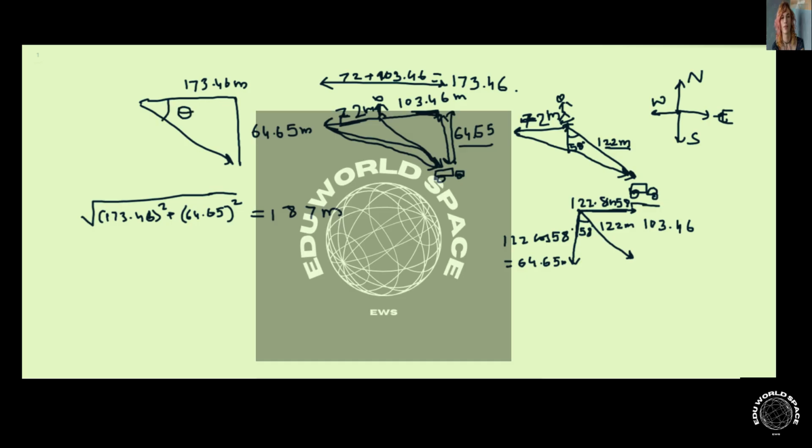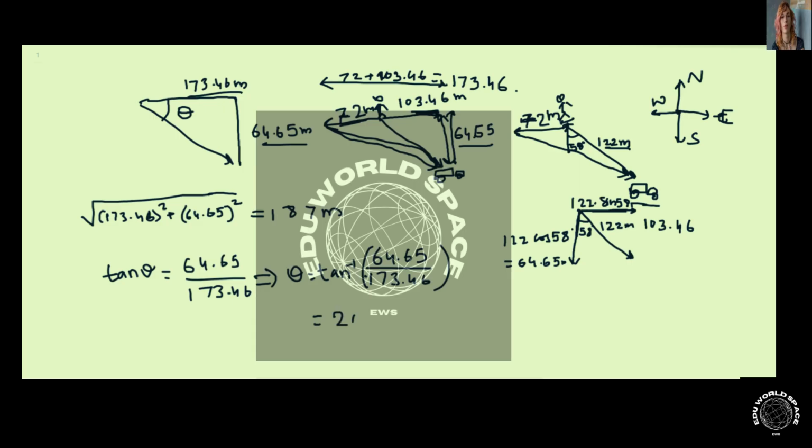Now to find the angle, let's consider this theta. Now if this is our theta, it is obvious that tan theta, which is opposite side divided by the adjacent side, is 64.65 divided by 173.46. Hence, theta is tan inverse of 64.65 divided by 173.46. By plugging this into a calculator, we can find out that theta is 20.27 degrees.